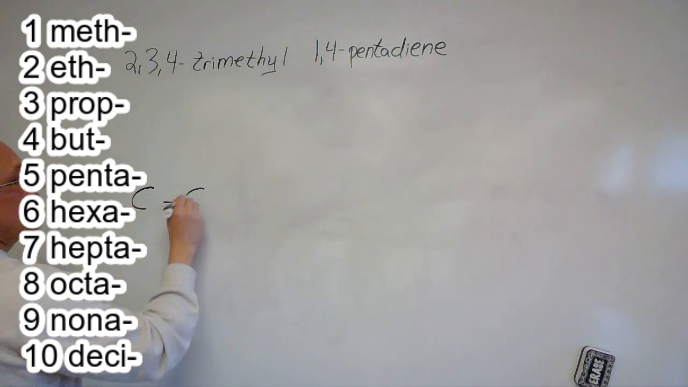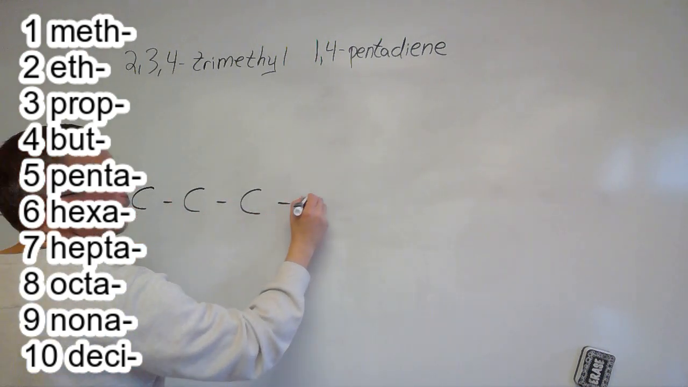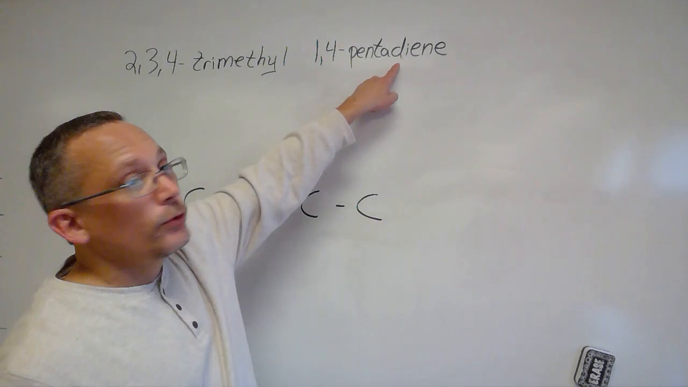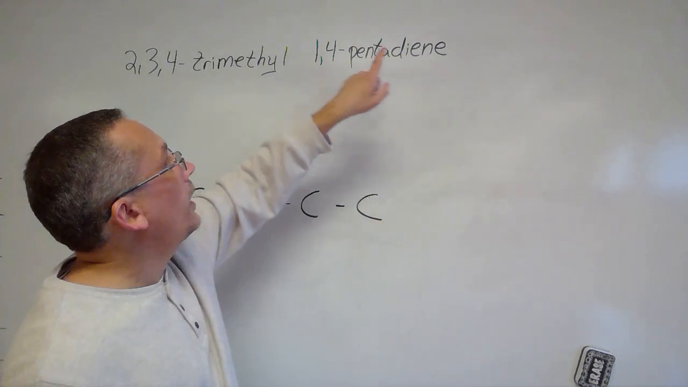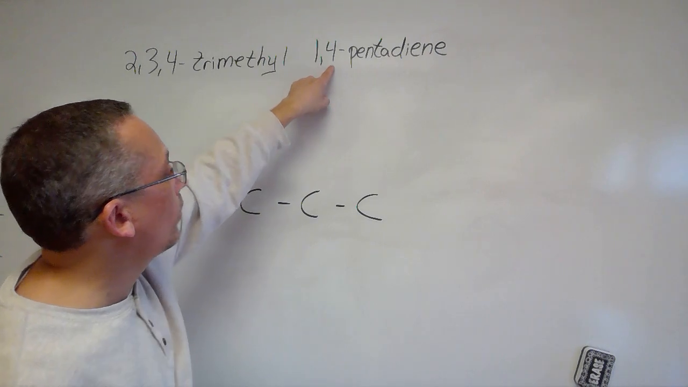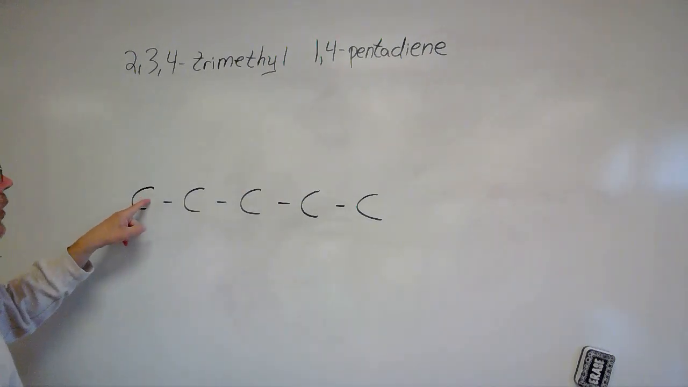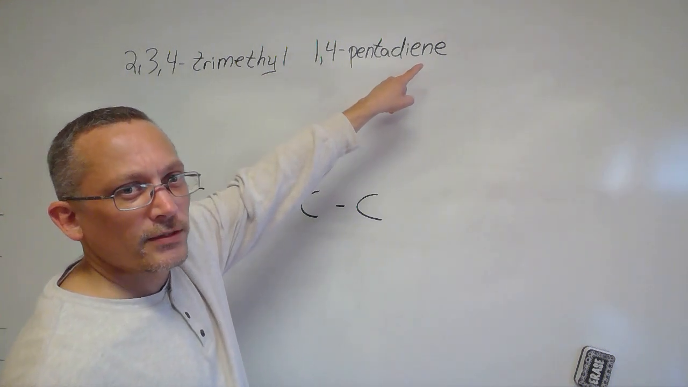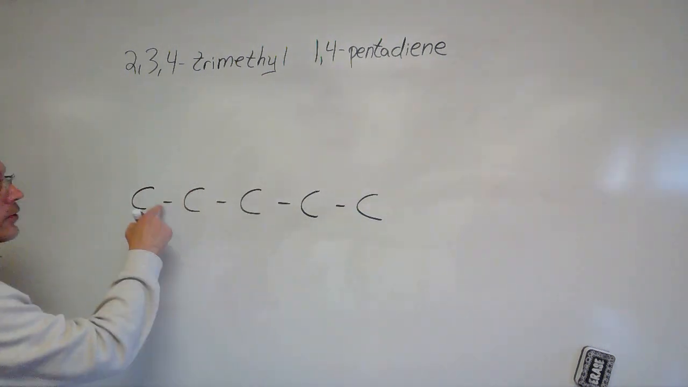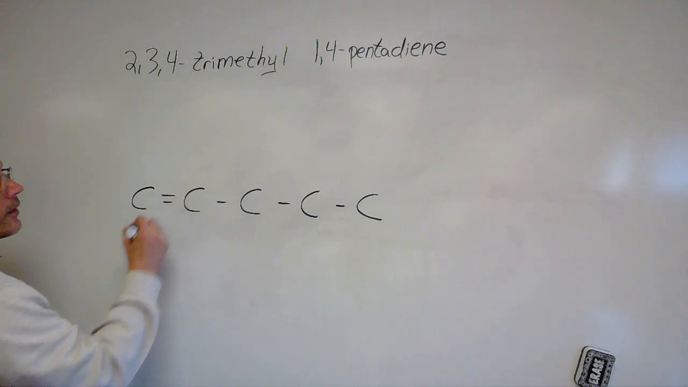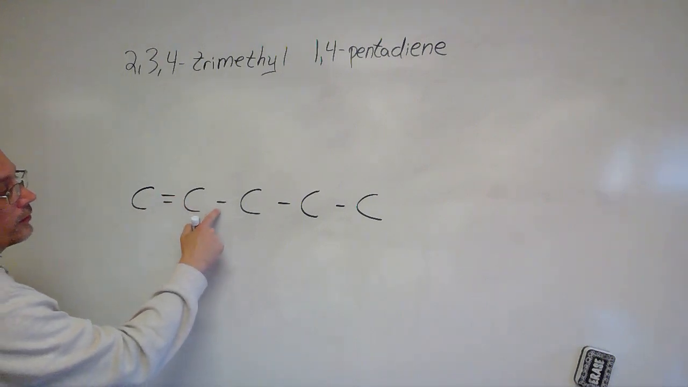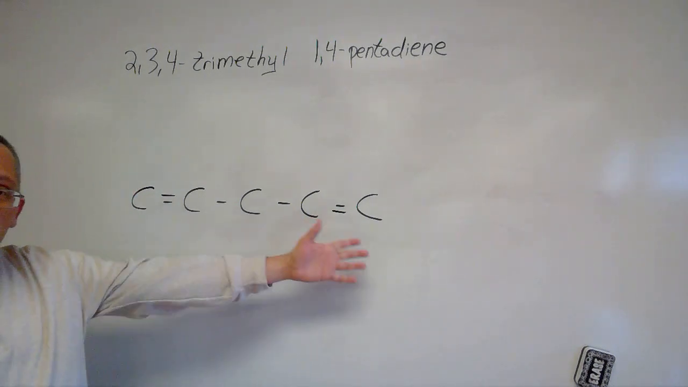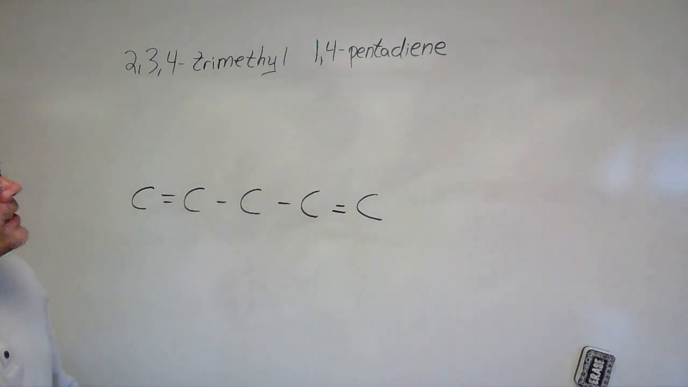1, 2, 3, 4, 5. Okay. There are 2 triple bonds, and they're on carbon numbers 1 and 4. So let's say this is carbon number 1. Did I say triple bonds? I meant 2 double bonds if I said triple. So one of them is here on bond number 1, and the other one is on bond number 4. So 2, 3, 4, right there. So there's my main chain, 1,4-pentadiene.